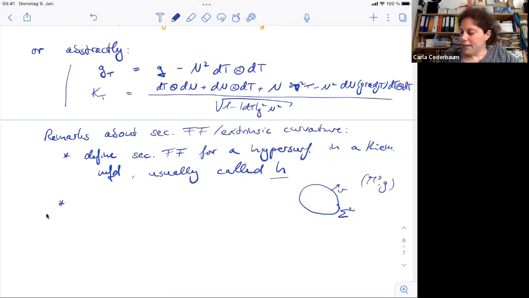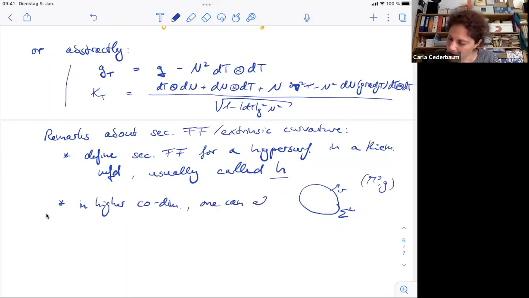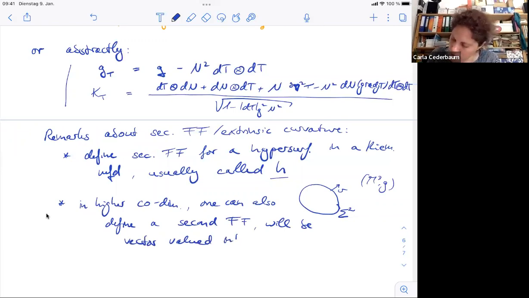Okay, good. So if we're in the Riemannian context and looking at hypersurfaces, we also have a notion of normal and second fundamental form. And also in higher codimension, so if I have a two-dimensional surface in a space-time, that will happen tomorrow, one can also define a second fundamental form, and it will be vector valued into the normal bundle.